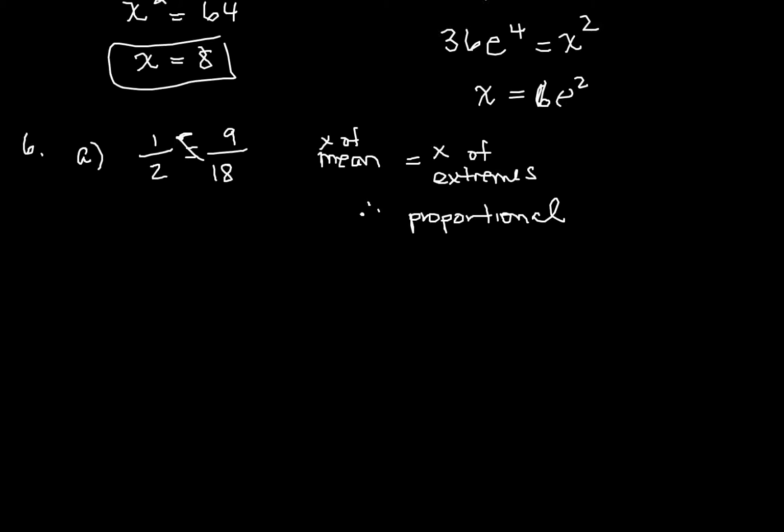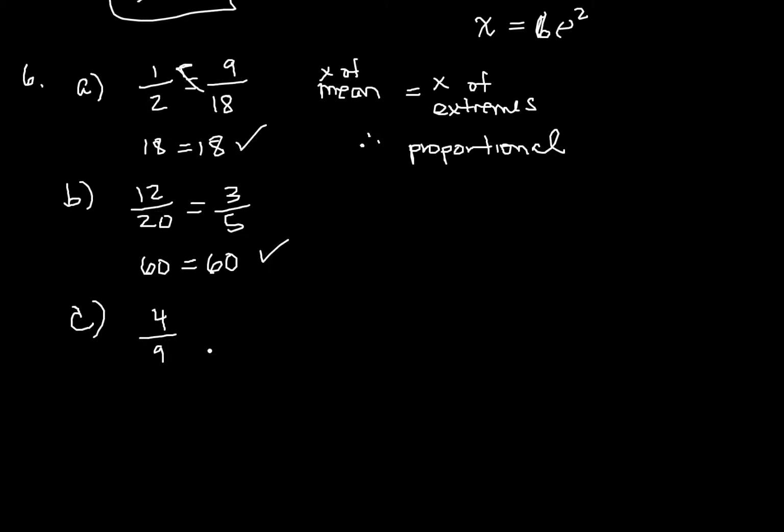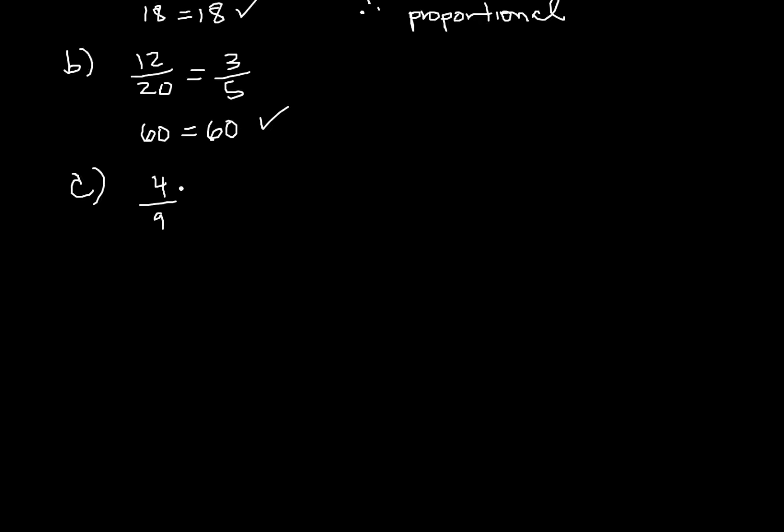So we're just going to cross multiply. We get 18 equals 18. So those pairs of ratios are in proportion. You can see this one's really easy. Again, I don't think I'm going to do all of these. Let's do B. You get 12 over 20 equals 3 over 5. Cross multiply, get 60 equals 60. Yes, and let's just do C. 4 over 9 equals 12 over 36.